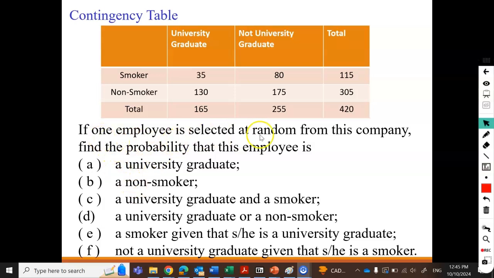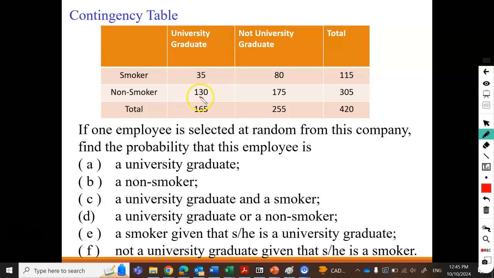If one employee is selected at random from this company, find the probability that this employee is a university graduate. So the total number of university graduates you can see here is 165, and the total number of employees is 420. Therefore the probability that the employee is a university graduate is 165 over 420.